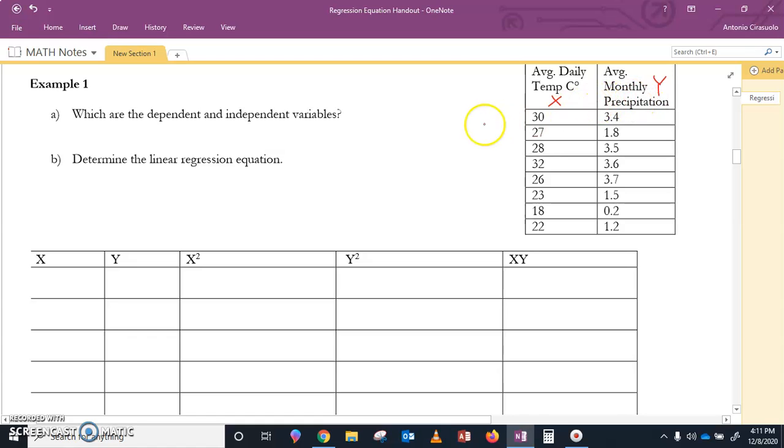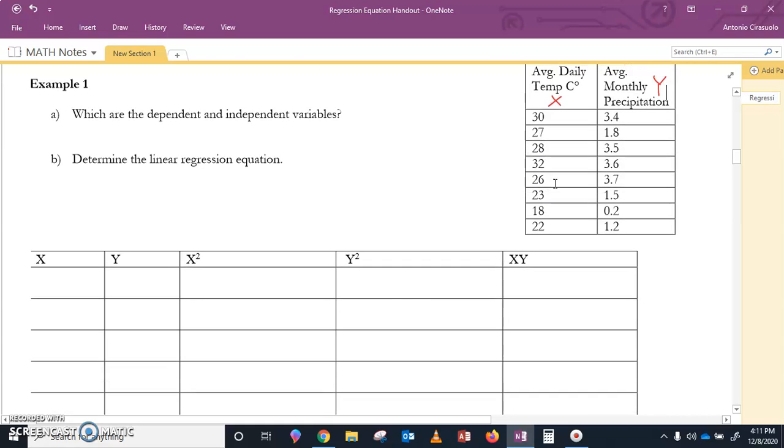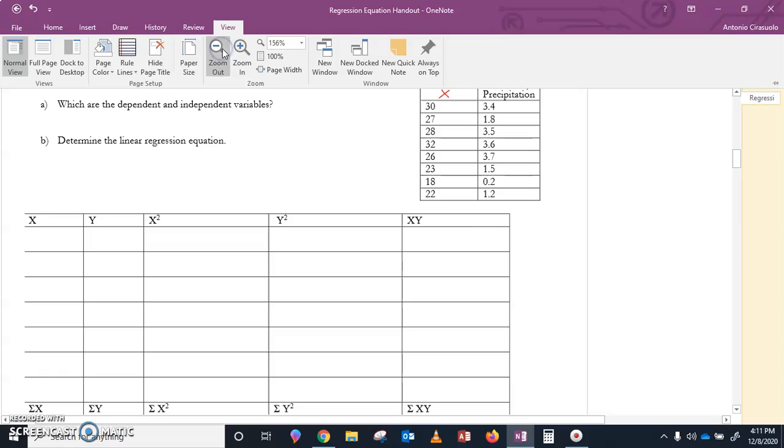Now, I want you to determine the linear regression equation, but in order for us to use the formula, we're going to fill in this chart once again. It's the x, y, x squared, y squared, and xy values. We're going to put these into our table, and let me bring this out a little bit so I can see all the numbers. I'm going to ask you to pause the video, fill in the table, and compare notes.